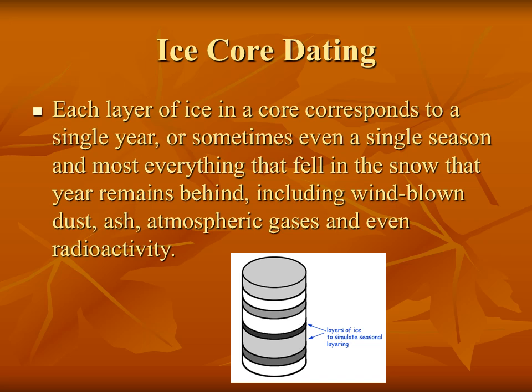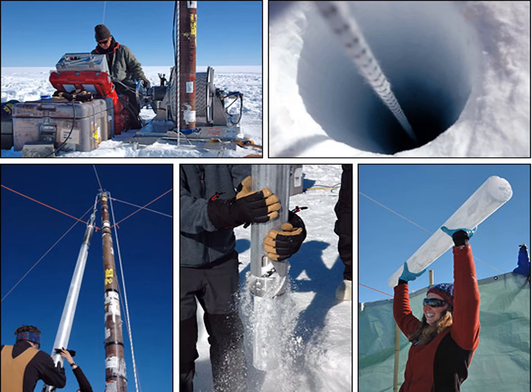So if you look at this diagram, this is just a very simple diagram showing you different shades of gray and white, different colors that show you different layers to simulate seasonal layering. So ice core drilling happens with this cylinder drill that goes in really deep into ice and pulls out basically a tube of ice. And then inside that tube of ice are different layers.